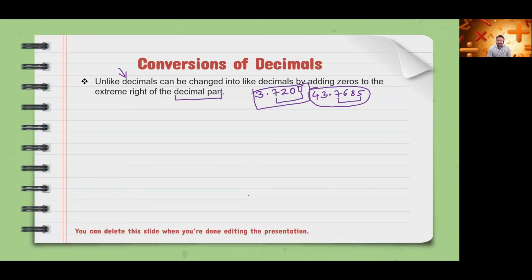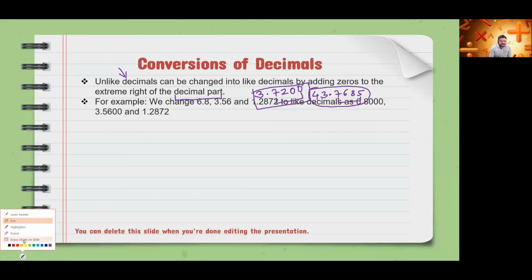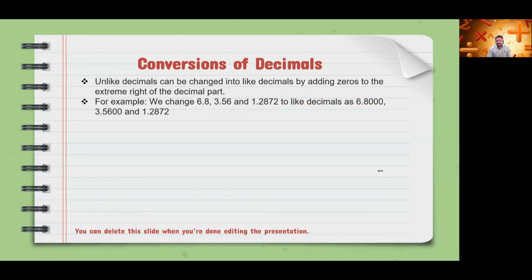Others, please give the response in the chat box. Okay. Now an example is given. Who will solve this example? Just raise your hands. Okay, it is already converted. 6.8000, 3.5600, 1.2872. Okay, all these are converted into like decimals.